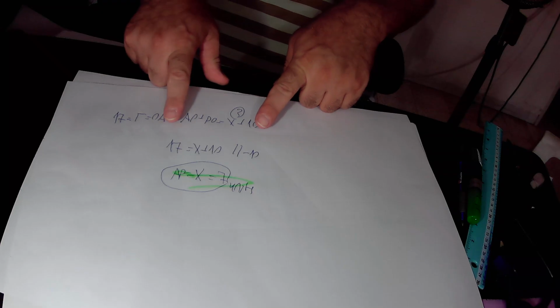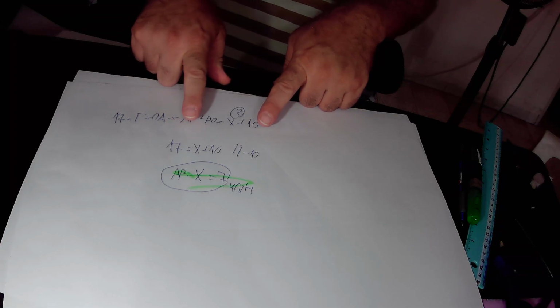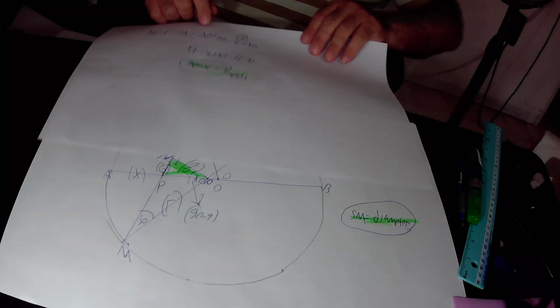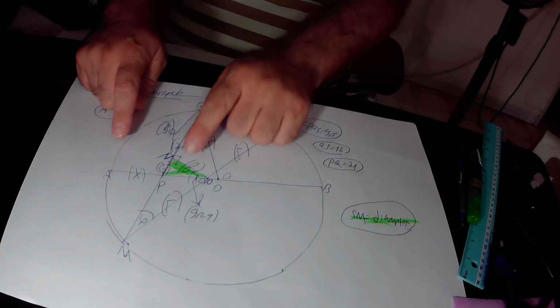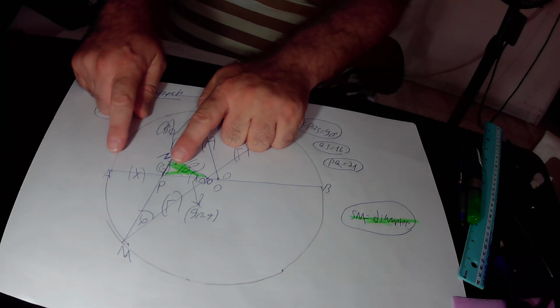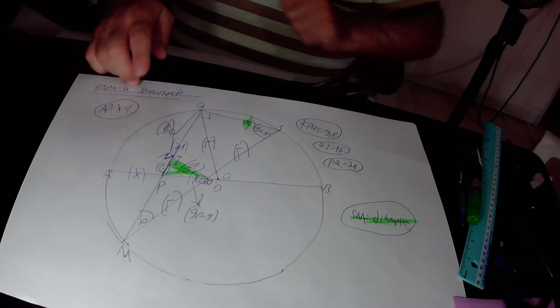Here we subtracted 10 from this equation, and finally found out that X equals 17 minus 10, that is 7. So we found out that the length of this line segment AP, that is equal to X, is equal to 7 units in length. Okay? Thank you very much.